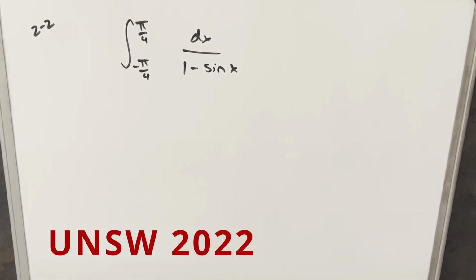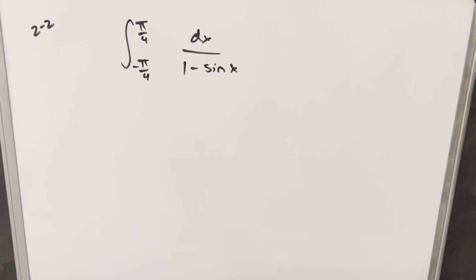Hey, we have here today a quick integral from the UNSW Integration Bee 2022. This was knockout round 2, problem 2. We have the integral from minus pi over 4 to pi over 4 dx over 1 minus sine x.